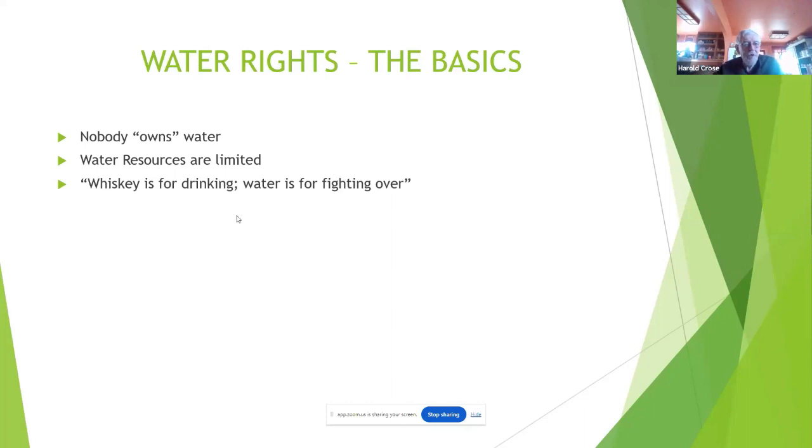And this is a statement they used way back in the beginning: whiskey is for drinking and water is for fighting over. Well, we're in the midst of a lot of that fighting in certain places of the state right now for the water.